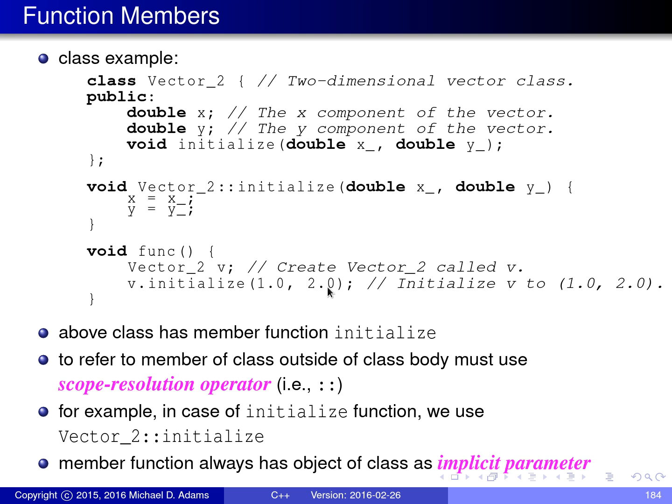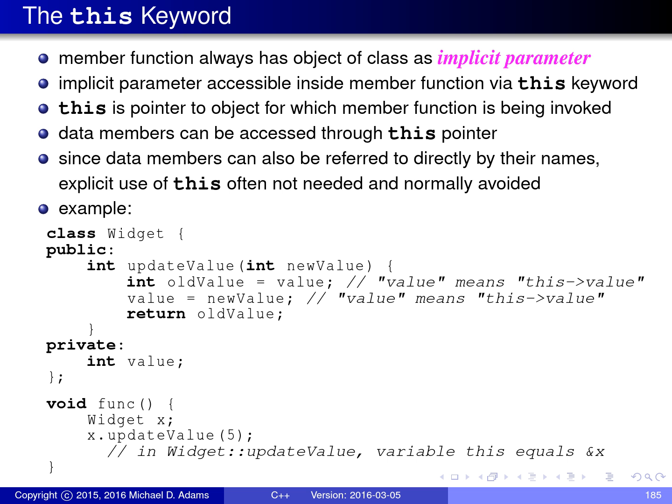As mentioned earlier, a member function always has a class object as an implicit parameter, namely the class object for which the member function is being invoked. This implicit parameter is accessible inside a member function through the this keyword. In particular, the this keyword is automatically defined inside a member function as a pointer to the implicit class object parameter. Inside a member function, data members can then be accessed through the this pointer.